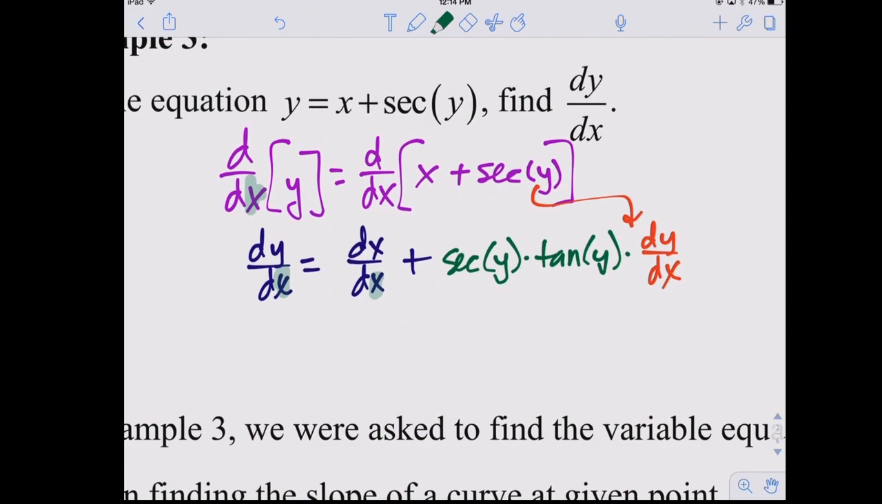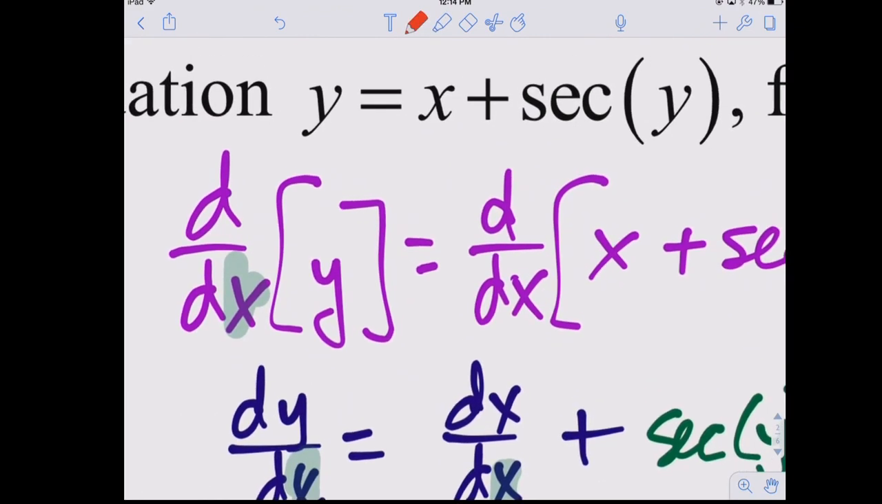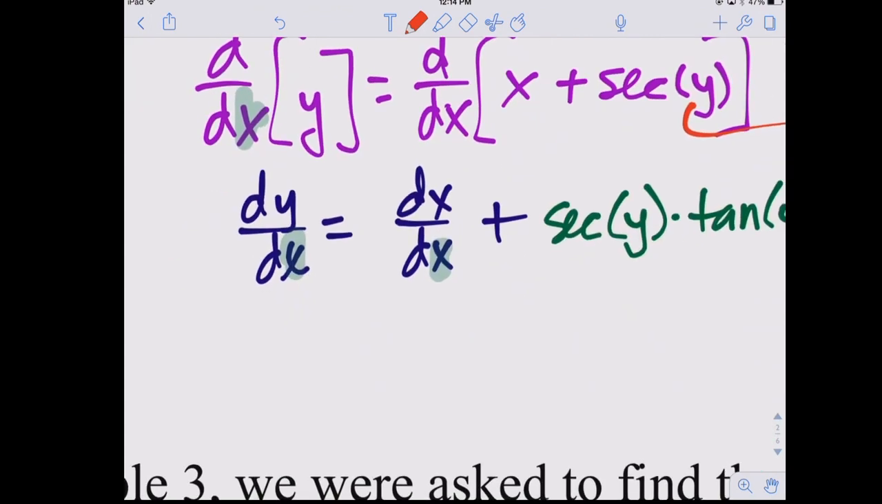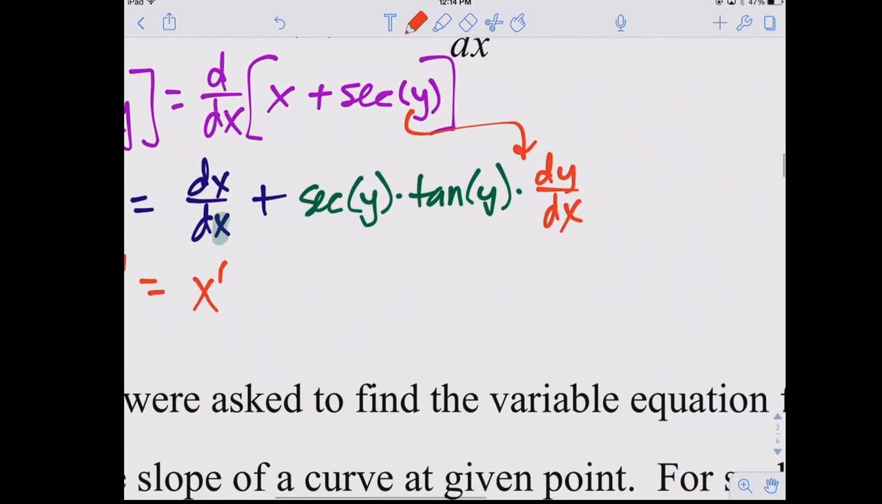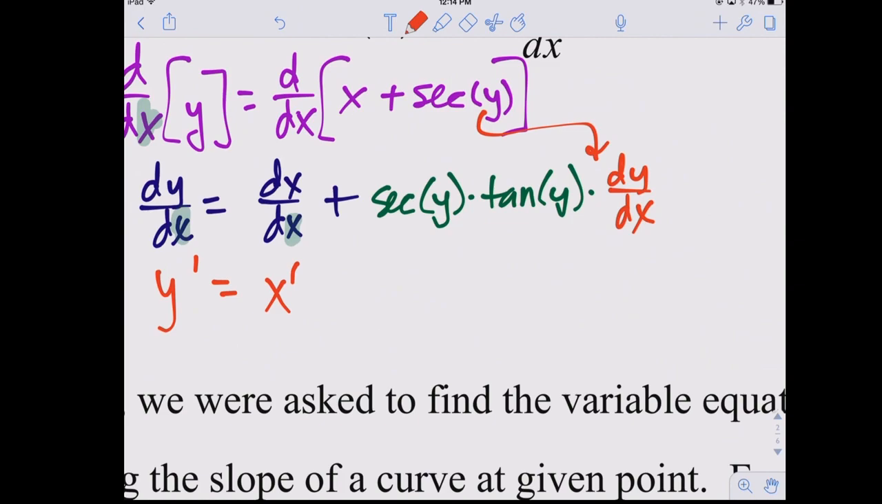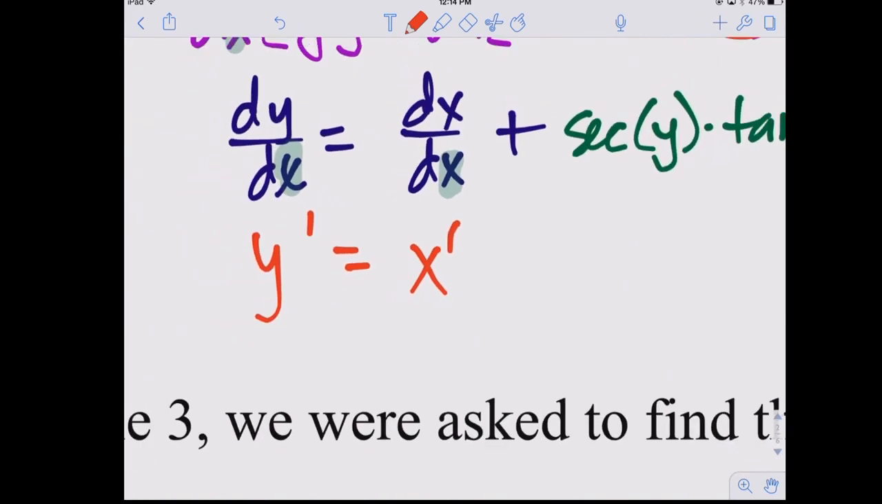Let's talk about y prime. When you show this right here, you got to show d dx. That's the verb. But if you want, you can call it y prime. I'm not going to, and this would be x prime. But y prime is not illegal, and it is a lot faster.